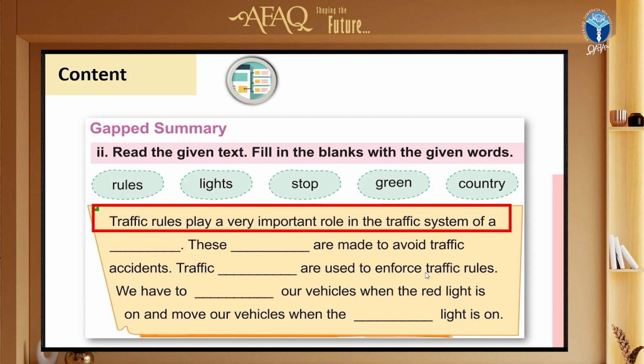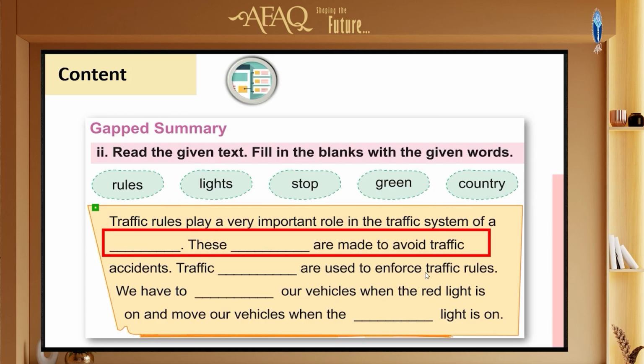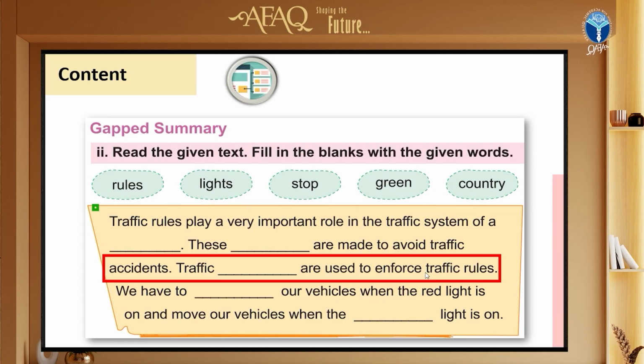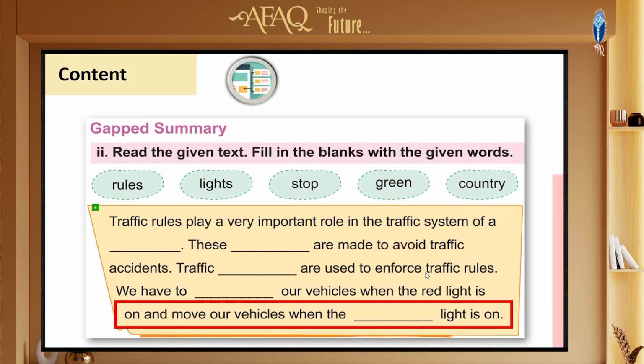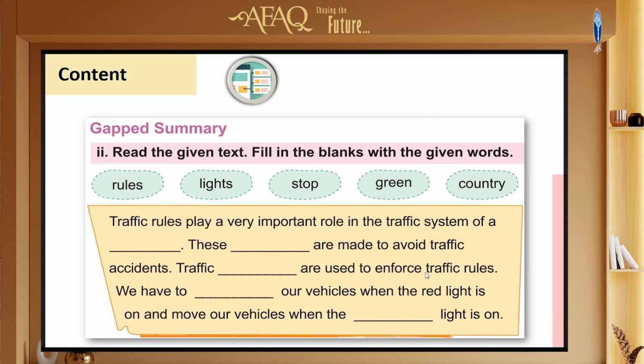Traffic rules play a very important role in the traffic system of a dash. These dash are made to avoid traffic accidents. Traffic dash are used to enforce traffic rules. We have to dash our vehicles when the red light is on and move our vehicles when dash light is on. So let's see the first 2 together.